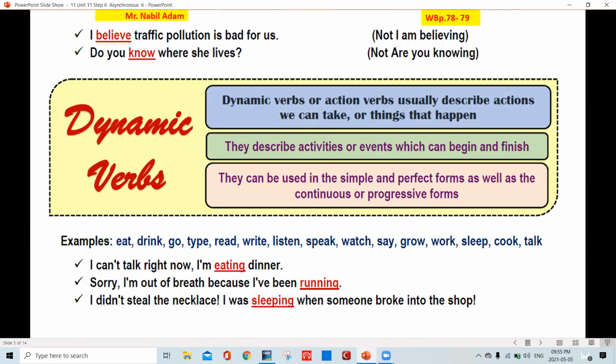What about dynamic verbs? Dynamic verbs or action verbs. This is another name, action verbs. They usually describe actions we can take, or things that happen. They describe activities or events which can begin and finish.